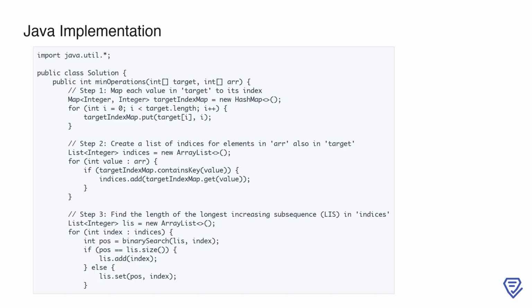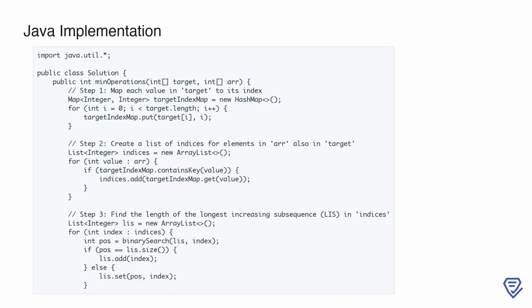The goal is to find the longest subsequence in this list that maintains its order, which will help us determine the minimum operations needed. To do this, we calculate the longest increasing subsequence, or LIS, of the indices list. We initialize an empty list called LIS to keep track of the increasing subsequence.